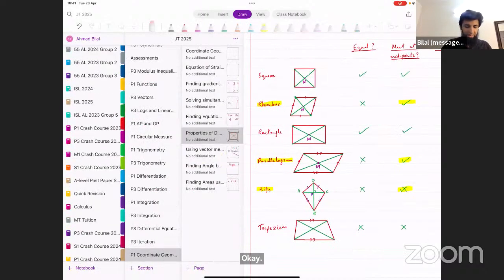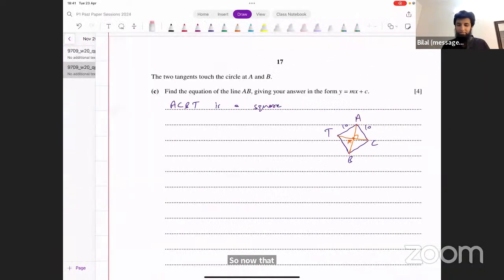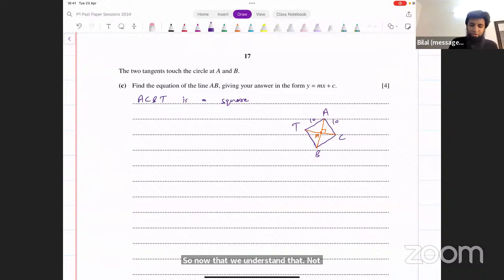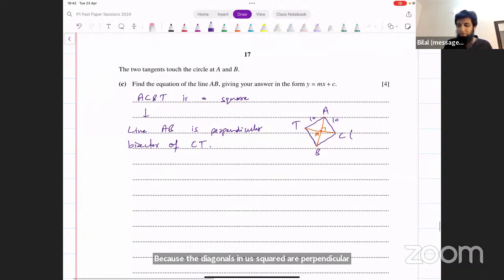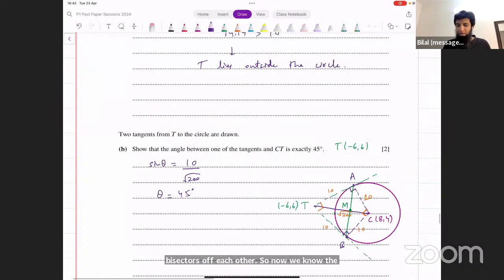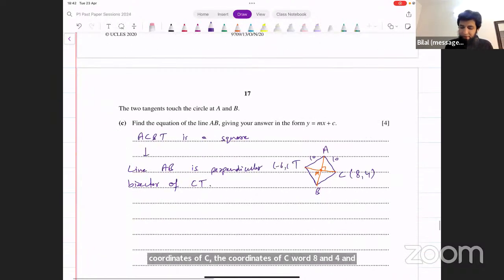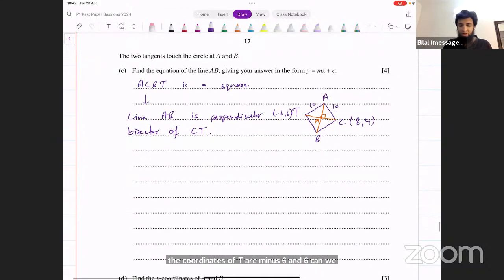So now that we understand that, when we go back, since it's a square, that means line AB is actually going to be a perpendicular bisector of the line CT, because the diagonals in a square are perpendicular bisectors of each other. So now we know the coordinates of C. The coordinates of C were 8 and 4, and the coordinates of T are -6 and 6. Can we find the perpendicular bisector of CT?